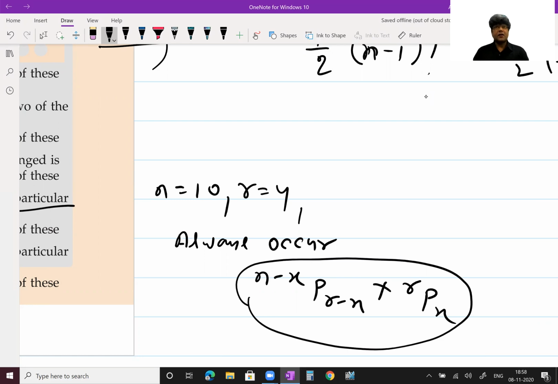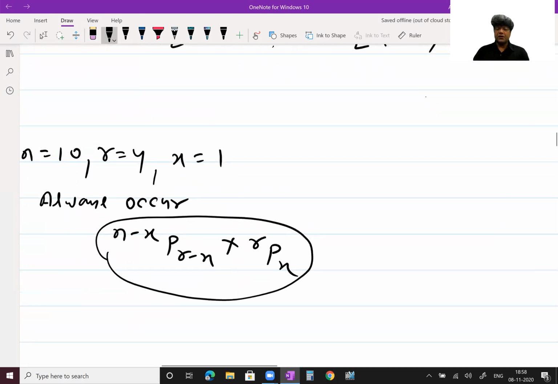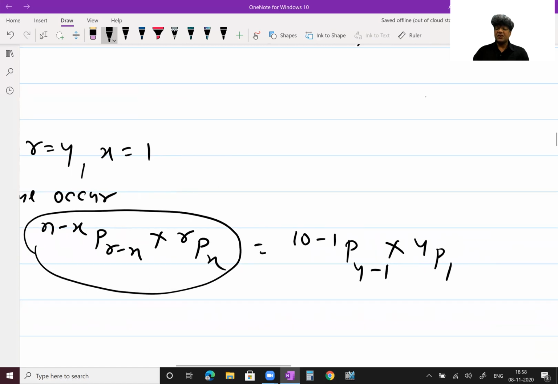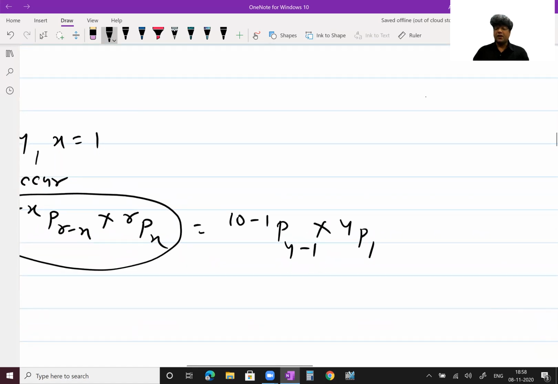And here in this question, how many things always occur? One particular thing. So your x will be equal to 1. Simply put and get the answer. So that is equal to n value 10 minus x 1 P r 4 minus x 1, into r P x, which is 4 P 1. Sir, do we need to remember this formula? Can't we do by concept? Obviously, you can do by concept, and that also I have taught you in class video, but not now, because by formula, if you go, it will be easy for you.